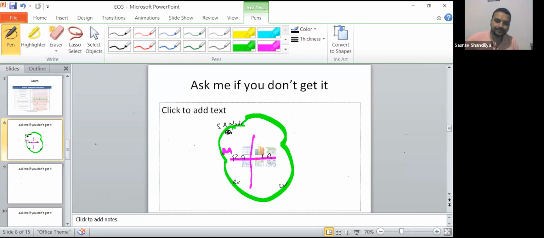What happens from here? This impulse goes where? AV node. Every one of you must know this, right? From the AV node, it goes to what? Anybody has any idea? Bundle of His, right? After that, it goes where? It divides into two, left bundle branch and right bundle branch.